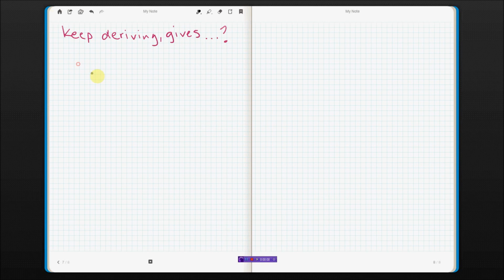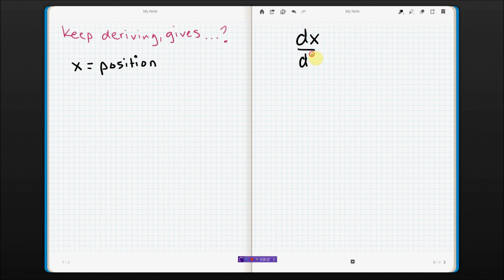So we already, on the last video, we just found out that when you do a position versus time graph, well, let's just list everything. In general, x is for position. Okay? When you find the derivative of position with respect to time, that gives you velocity. V stands for velocity.